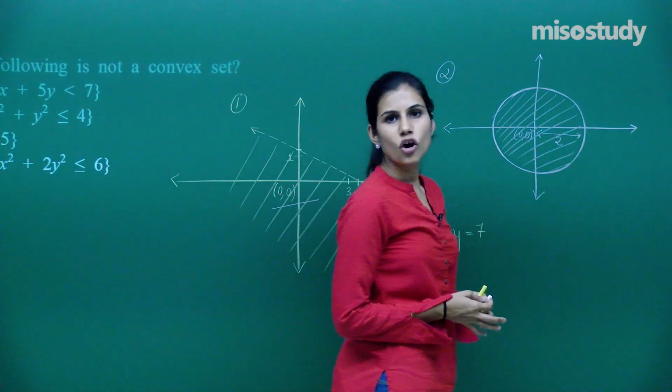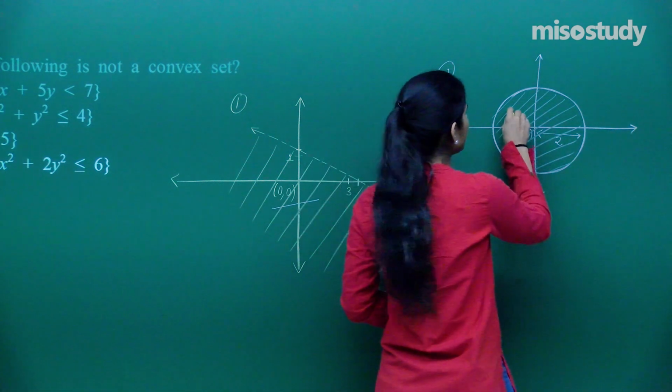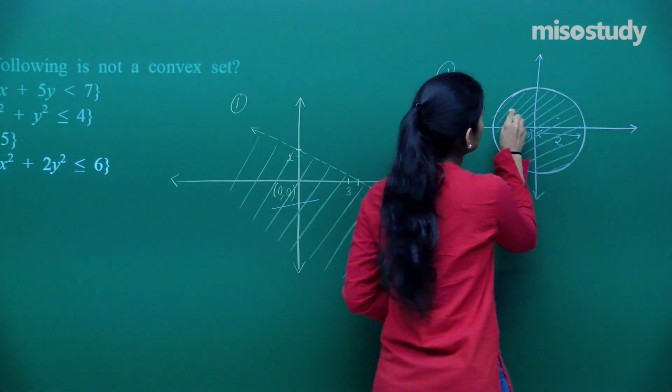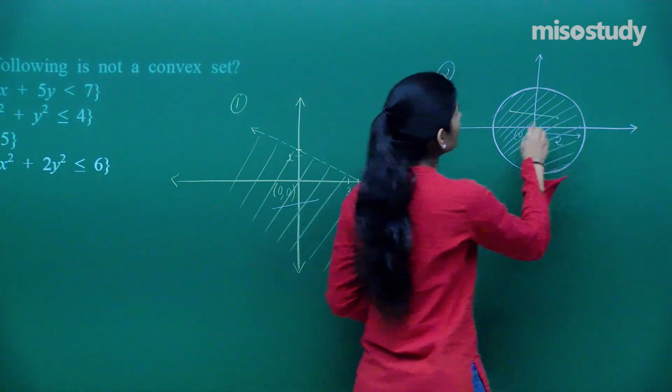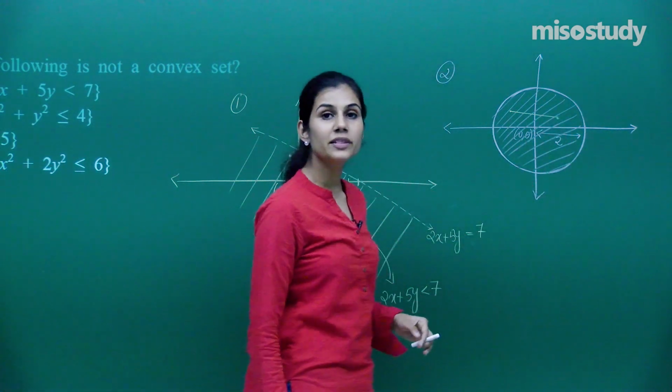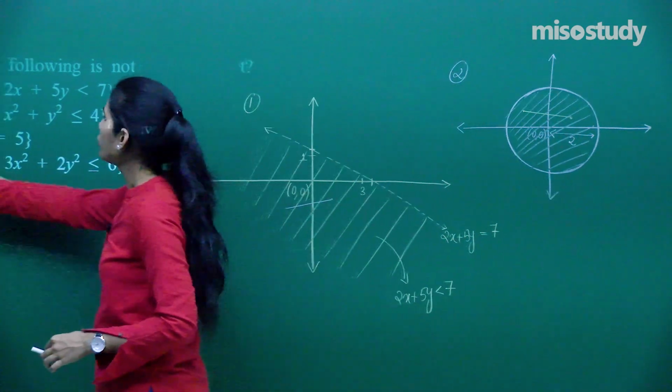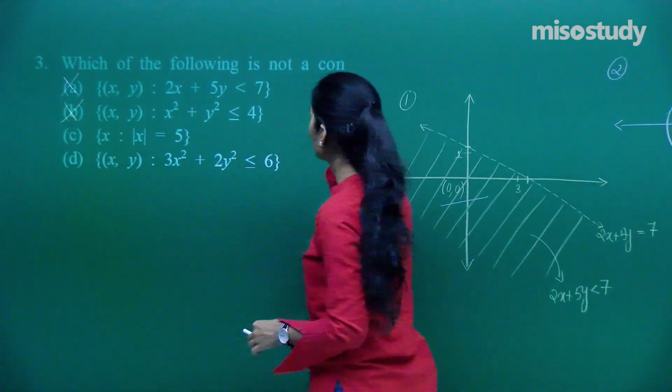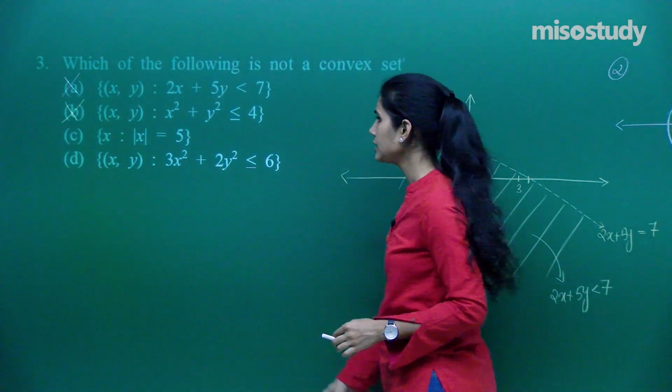Is this a convex set? Yes, of course, you pick up any 2 points in this region, the straight line joining them is always going to lie in the same region. So even this is a convex set. I am going to say this is a wrong option because I want to find out which is not a convex set. What is this?